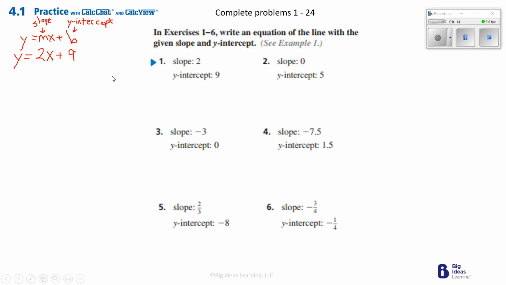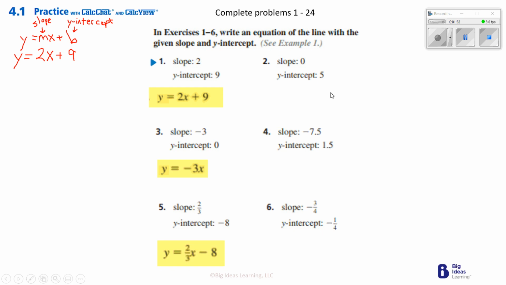Let's see how we did with number 1. Y equals 2x plus 9. All right, let's go ahead and work number 3 then. If I see the slope is -3, I'm going to replace my m with -3, my b with 0. I don't have to put plus anything, so it's going to be y equals -3x. And number 5, my slope is 2/3, so that's going to be 2/3 x. Y-intercept is -8. It should be y equals 2/3 x minus 8.